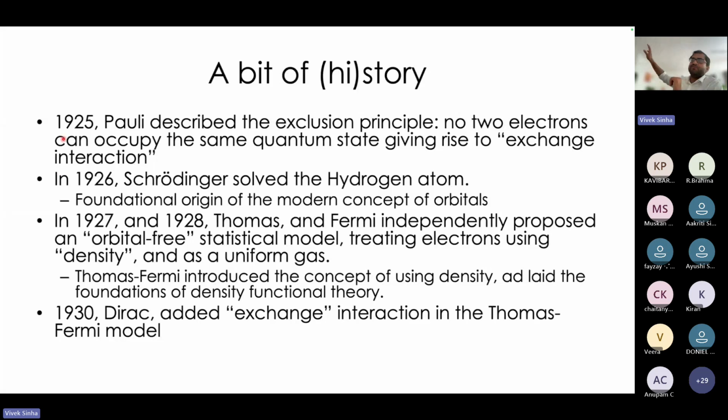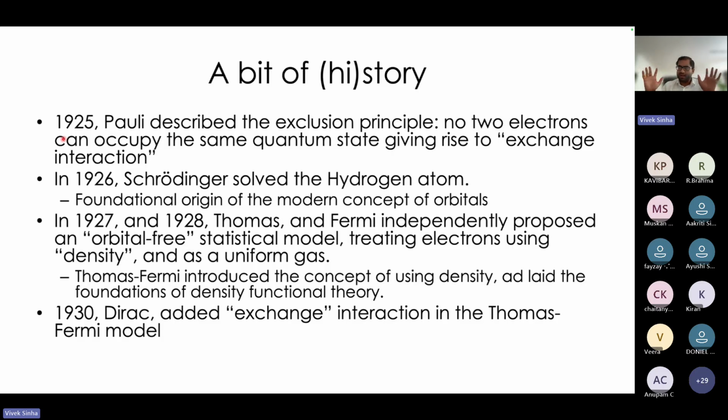So in 1925, Pauli came and gave the exclusion principle. He says that no two electrons can occupy the same state, which means if you have two parallel electrons, you cannot put them in the same orbital. And mind it, the concept of orbital was not there, but since we know it, I'm just using it. So he said that there will be some exchange interaction, which means, actually, I'll go deeper into exchange interaction later on.